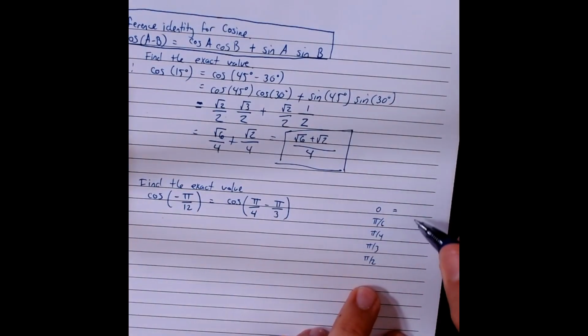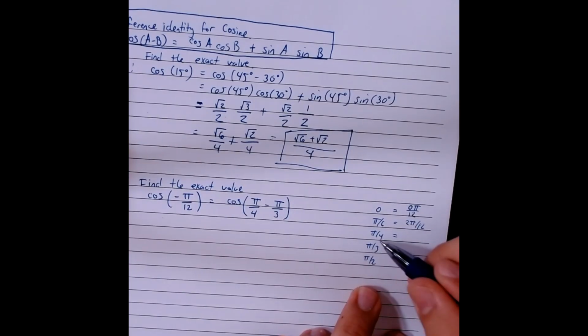All right, so think of these as being over 12. Okay, so think of that as being 0 pi over 12, which is true. Anything times 0 is still 0. If you double the top and bottom, that's 2 pi over 12. Here you can triple the top and bottom, that's 3 pi over 12.